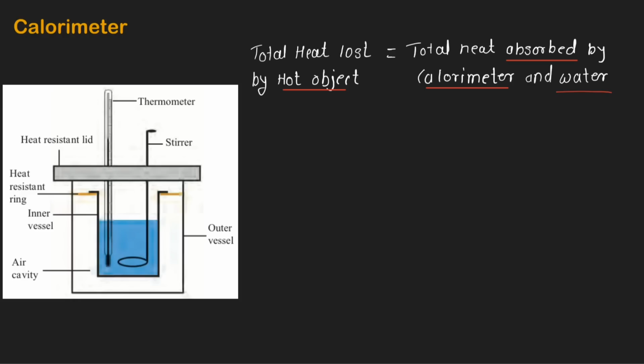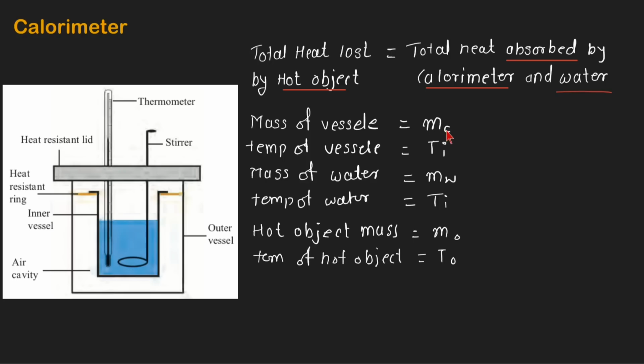the calorimeter vessel. Now, if we consider the mass of the inner vessel, the calorimeter vessel, is m suffix c, that is the calorimeter vessel mass. The temperature of that vessel is the initial temperature, T suffix i. The mass of the water is m suffix w. The temperature of the water is the same as that of the vessel, that is the initial temperature Ti. And the hot object mass is m naught, and the temperature of that hot object is T naught.